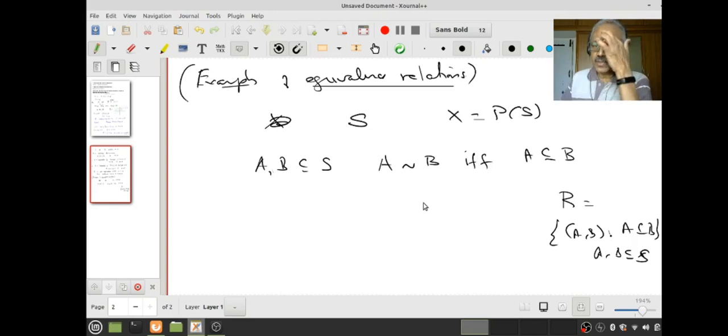Now let's look at this relation, A is a subset of or equal to B. Now notice that it's reflexive.